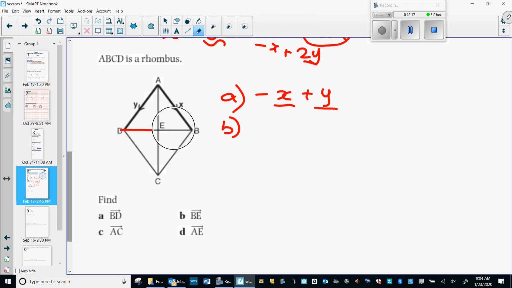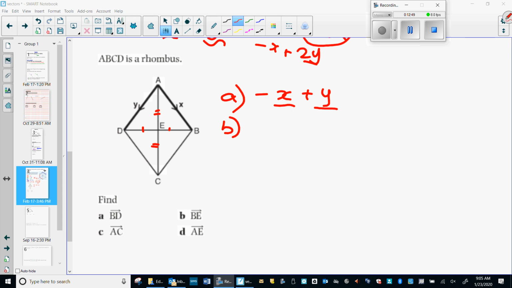Oh, here's another thing. These lines here, do we know what's special about these lines? These diagonals, they are 90 degrees, but what's also special about them is that they bisect each other. So they actually cut those in half. What did we just say? Alright, so yeah, this cuts it in half. So from B to E is going to be what?